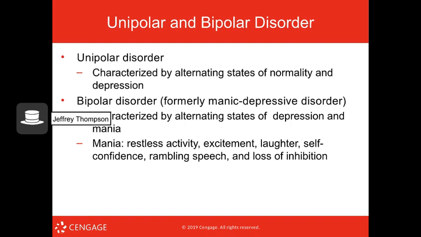So, in addition to depression, we also have what is called bipolar disorder. So, unipolar depression, we go from states of normality to depression. So, you have times when you're feeling okay, and then you have times when you're feeling depressed. Bipolar disorder, which used to be called manic depressive disorder, is when you're going from manic to depressive.